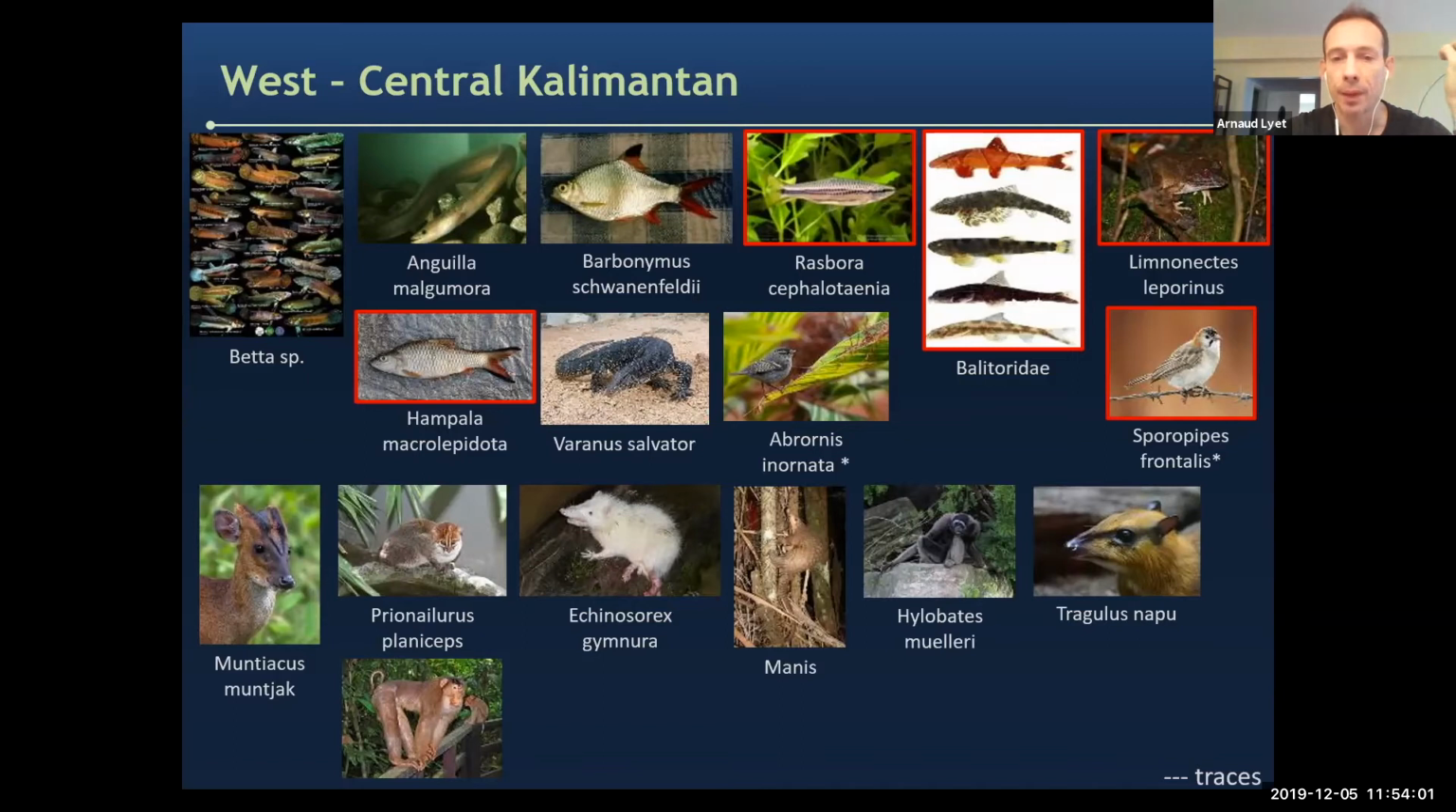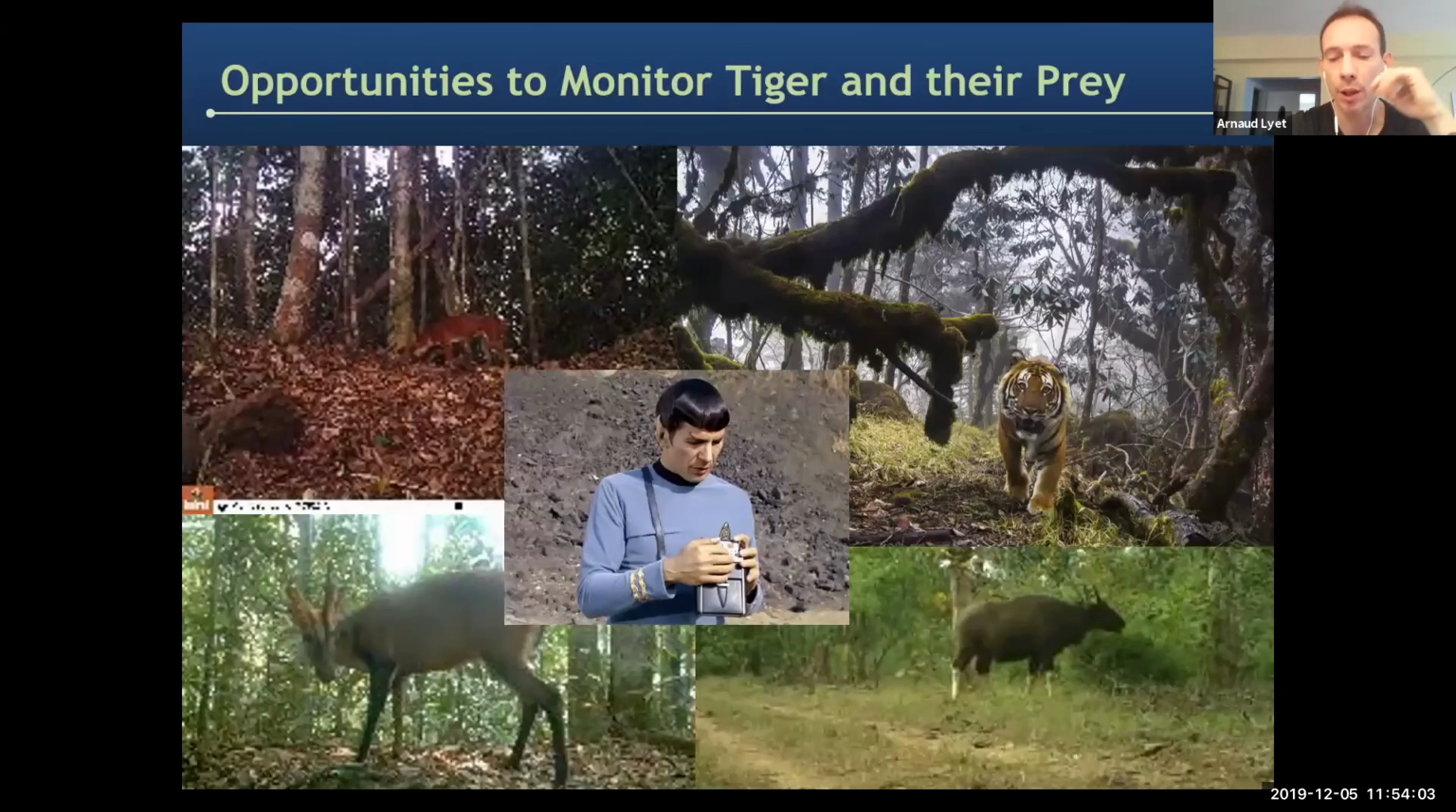So the question that we have now is to really try to answer what the information that we collect in this water really means, and is eDNA a good method that we could use, for instance, to monitor tiger and tiger prey populations and detect very rare terrestrial species.